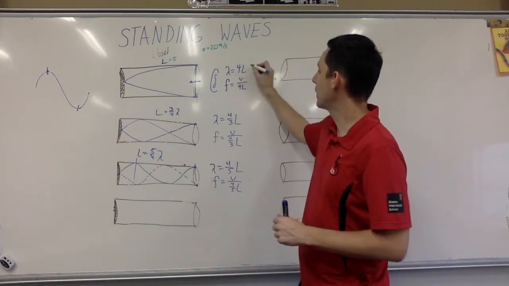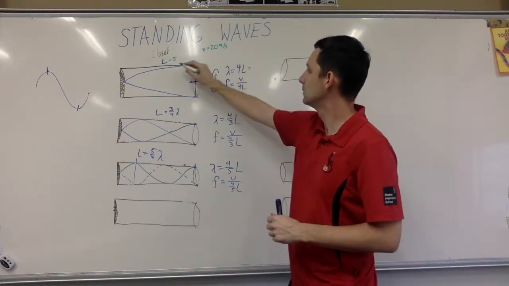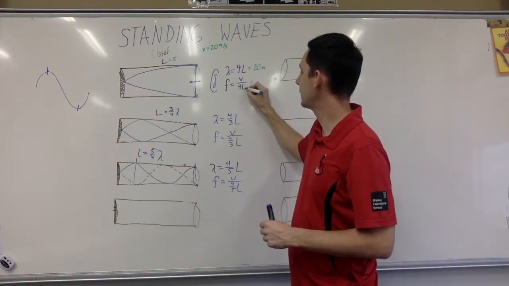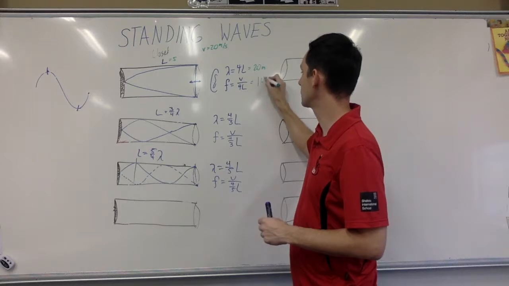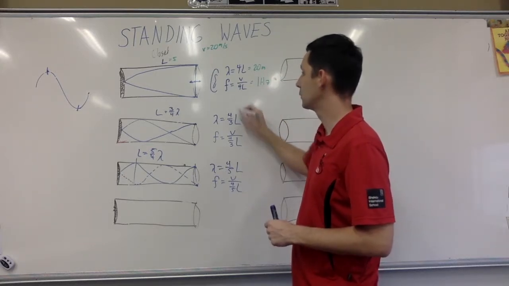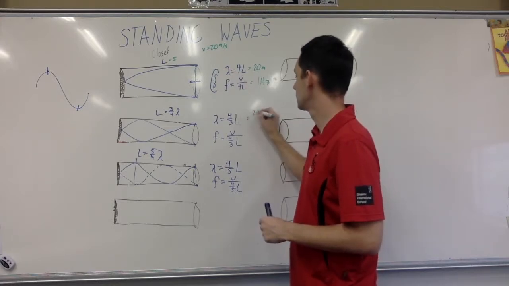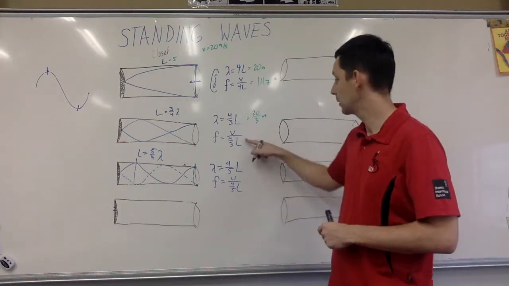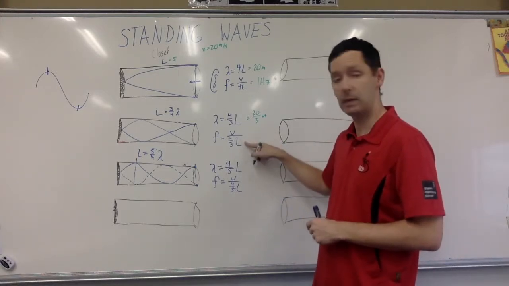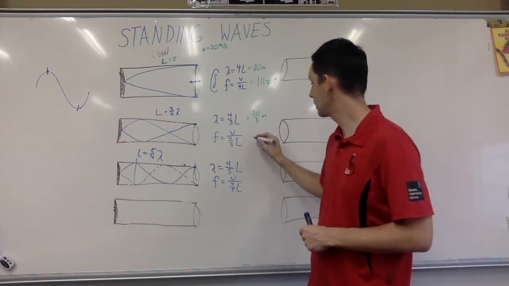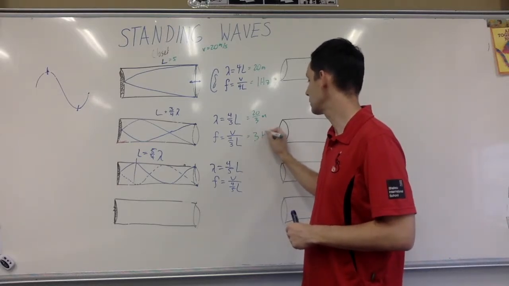All right, so the wavelength is going to be 4L, which will be 20. 20 divided by 20 will be 1 hertz. All right, 4/3 of L would be 20 over 3 meters. Okay, the frequency would be the velocity, which is 20 divided by 20 over 3, which is 3 hertz.